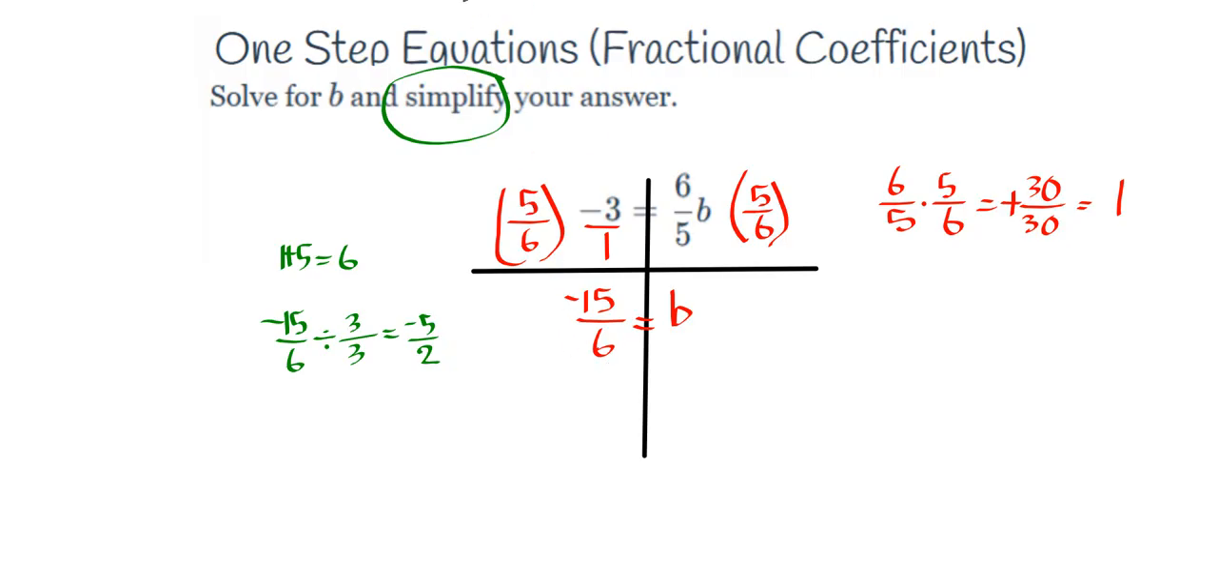So we get a final answer. After I draw my horizontal line, I'm going to simplify the second line now. Negative 15 over 6 would simplify to negative 5 over 2 is equal to b. And there you have it. Take your time. Make sure you simplify whenever possible.